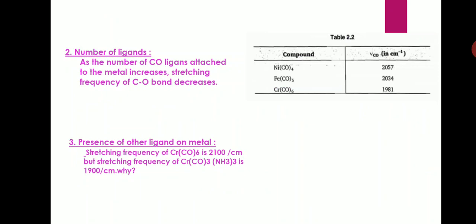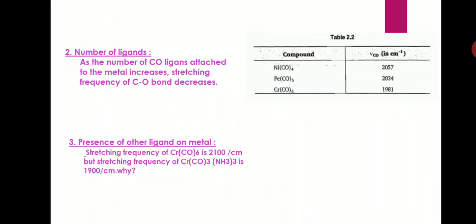Number of ligands. As the number of CO ligands attached to the metal increases, the formal negative charge on the metal increases. Therefore, the extent of back donation increases and hence the CO bond stretching frequency decreases.